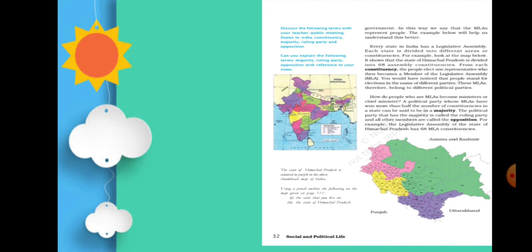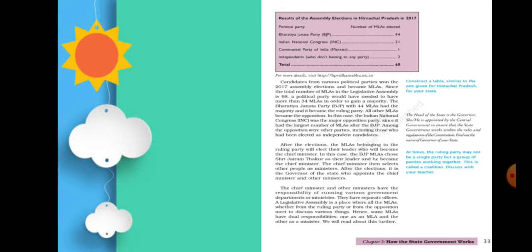The head of the state is the governor. He or she is appointed by the central government to ensure that the state government works within the rules and regulations of the constitution.